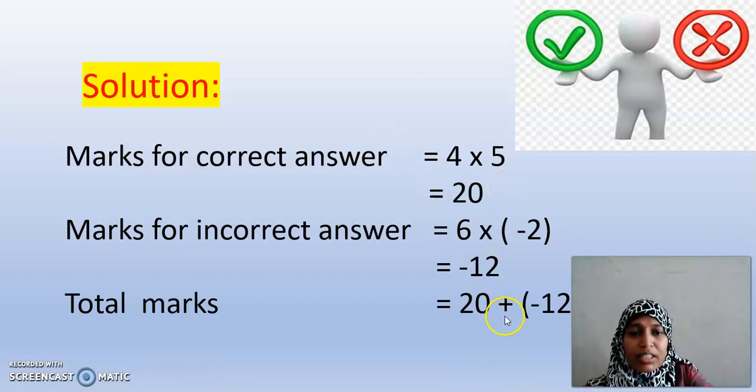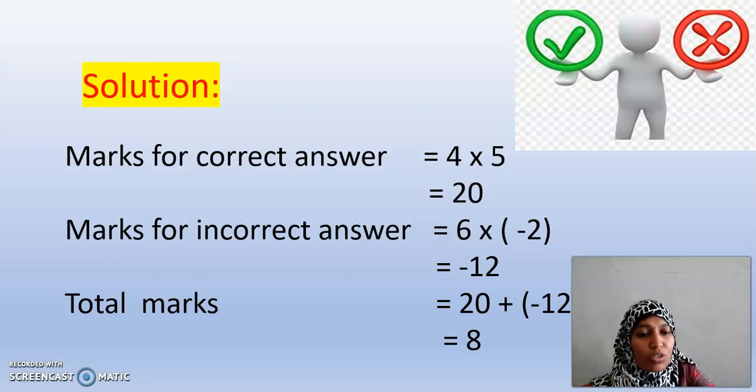20 plus -12. Be careful here, my dear children. You may think 20 minus 12, but that will become wrong. I am going to add the positive marks and the negative marks. So, 20 plus -12. Now, you have to think that plus into minus will become minus.